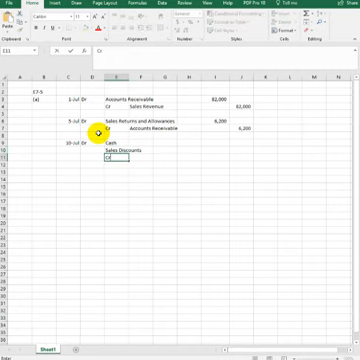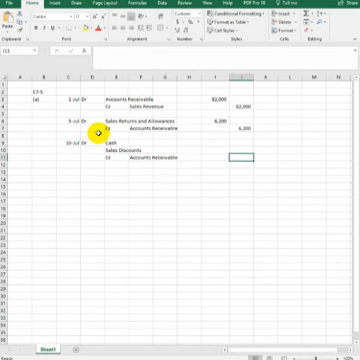And we're going to credit the accounts receivable because they don't owe us any of that money anymore. Okay, and so that's going to be 82,000 minus the 6,200. So the accounts receivable is entirely paid off.